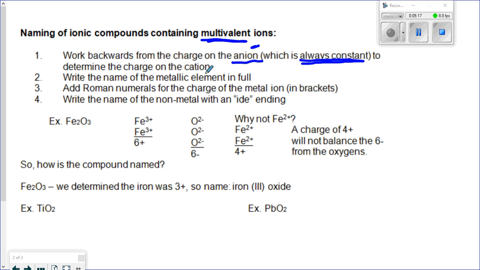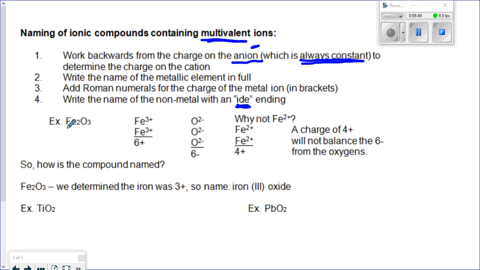So we use the charge on our anion to determine the charge on our cation. Our second step is to write the name of the metallic element in full, so something like iron. Then step 3 is to add Roman numerals for the charge of the metal ion in brackets. And same as our binary ionic compounds from a couple lessons back, we write the name of the nonmetal with an IDE ending. So those are the ions that are already in your periodic table with that ending of IDE.